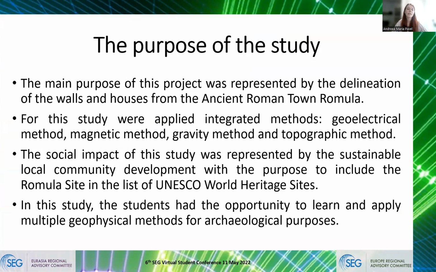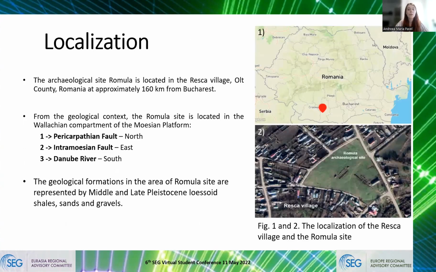Now the purpose of the study. As the main purpose of this project, we want to identify the walls and the houses from the ancient Roman town Romula. And for this study, we applied multiple methods such as geoelectrical, magnetic, gravity, and topographic methods. Our field camp also has a social impact represented by the sustainable local community development, because our purpose was to include the Romula archaeological site in the list of UNESCO World Heritage Sites. Also, during the field camp, and not only, the students had the opportunity to learn and apply multiple geophysical methods for archaeological purposes. Now I'm going to talk about the localization of the case study.